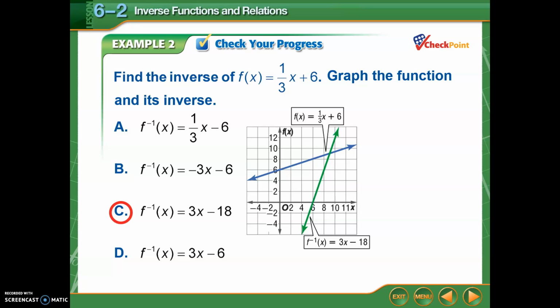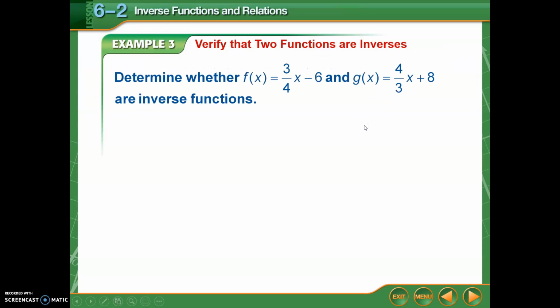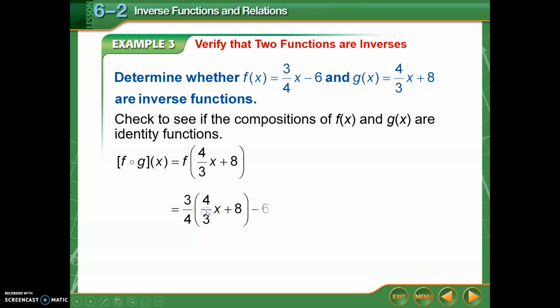All right, last thing. Two functions are inverses if you compose them both directions, f of g of x and g of f of x, and both times they equal x. So you got two functions. The question is, are they inverses of each other? Well, let's find out. So first, you're going to see if you compose them. So you put g of x into f of x, if it equals x.